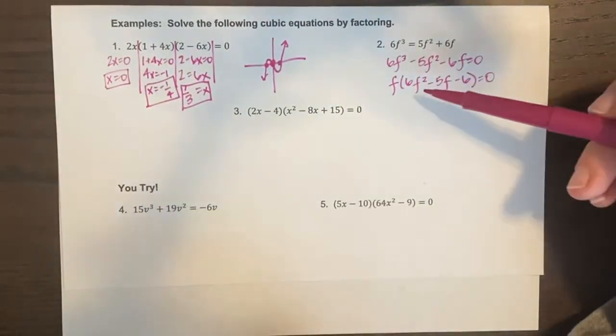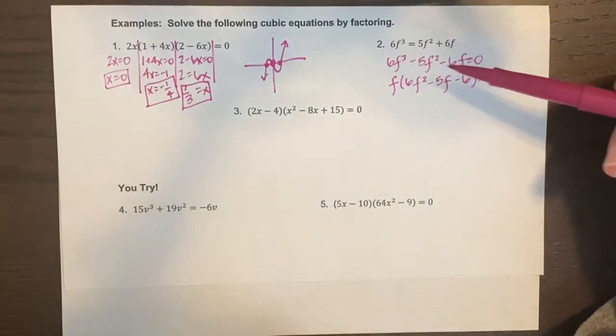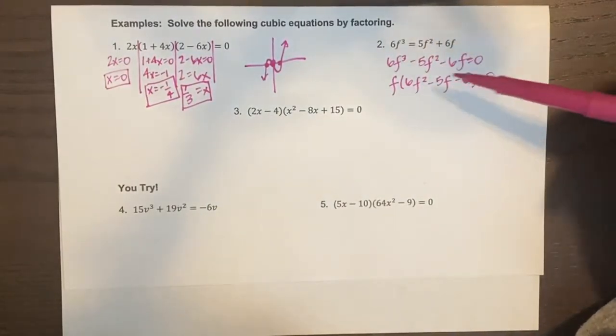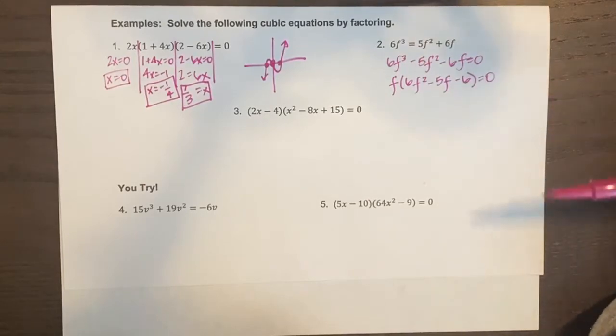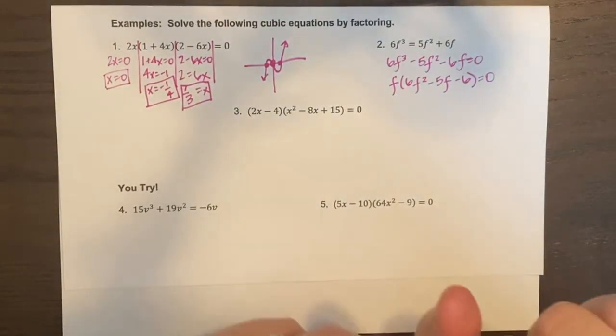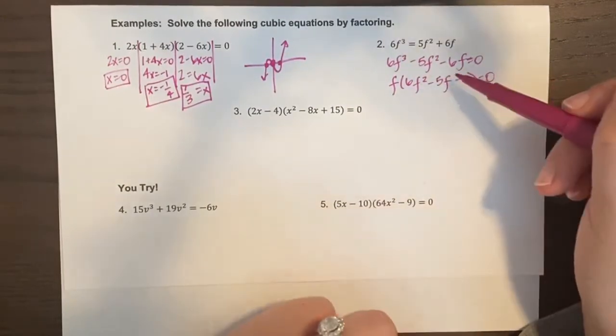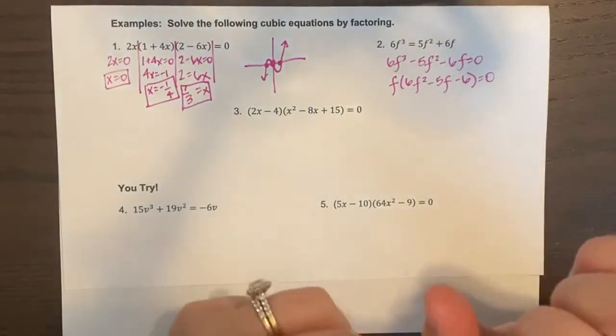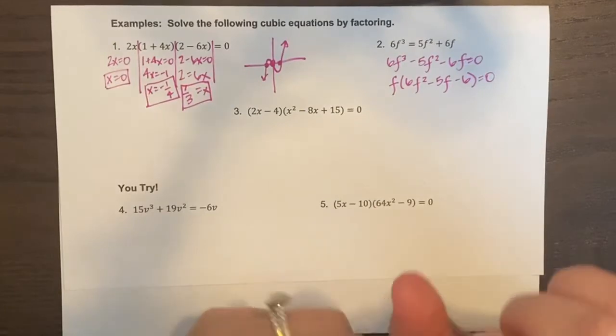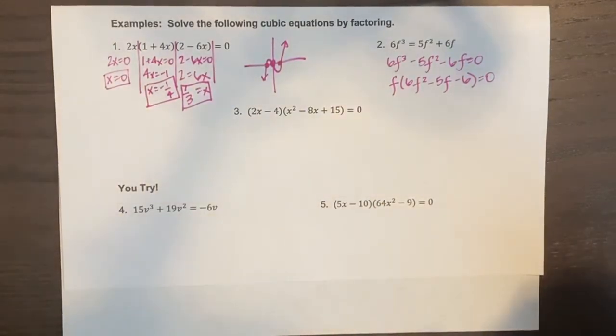All right, now we're gonna hope that this factors, and the quick way to check to see if it factors is 6 times -6 is -36. So you wanna ask yourself if there's any numbers that multiply to equal -36 and add to equal -5. And there are, -9 and +4. So we know that it'll factor.